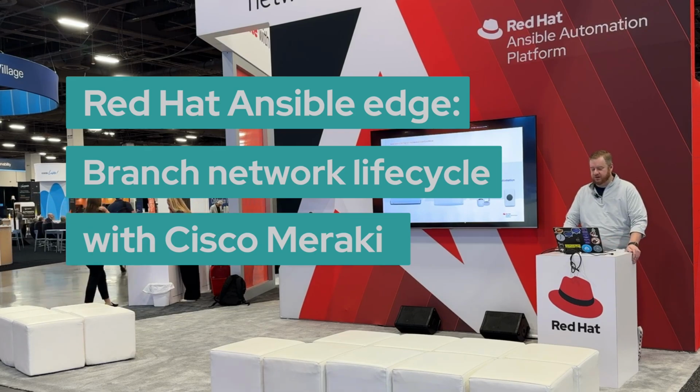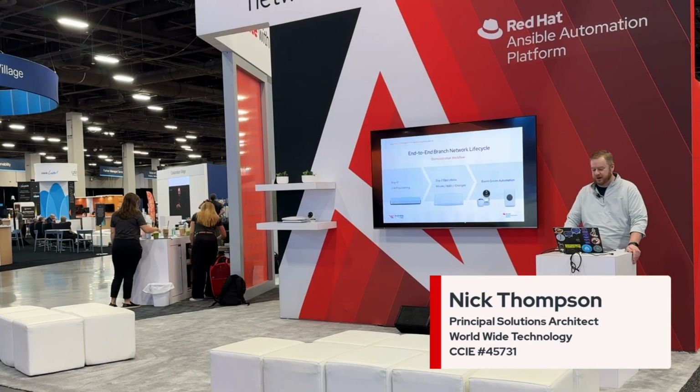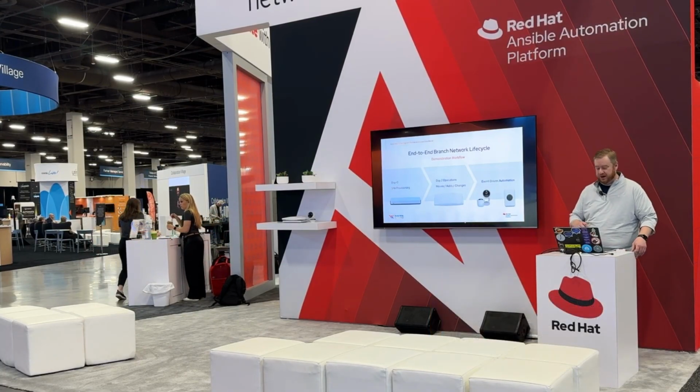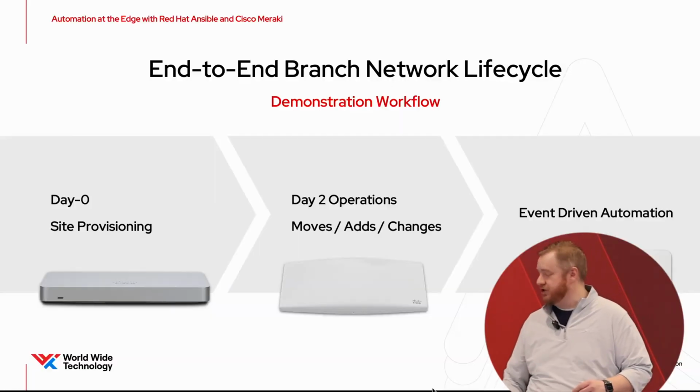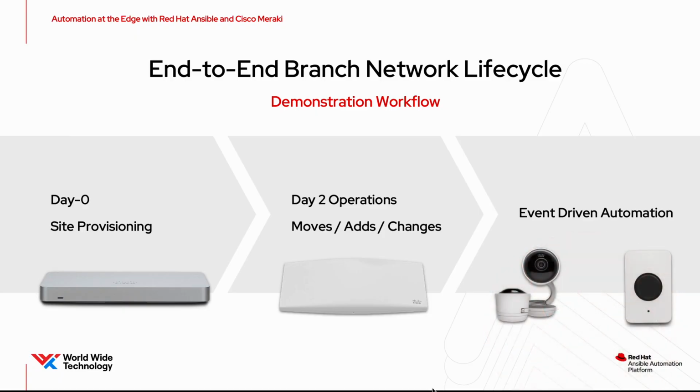All right, we're going to walk through a demo of automating the edge with Red Hat Ansible and Cisco Meraki. The end-to-end branch network lifecycle demo starts with day 0 site provisioning, moves on to day 2 operations, where we focus on moves, adds, and changes of the infrastructure as code, and then shows how we can leverage event-driven Ansible and event-driven automation to tie all of this together from an operational standpoint.